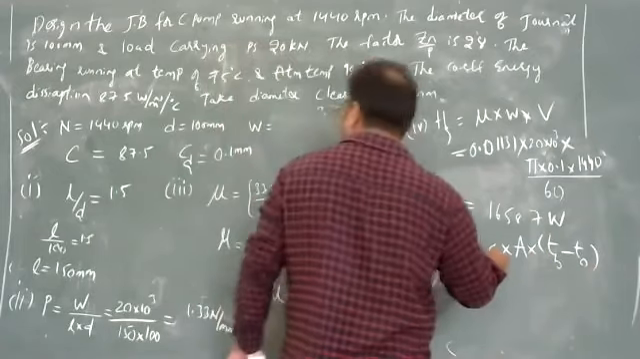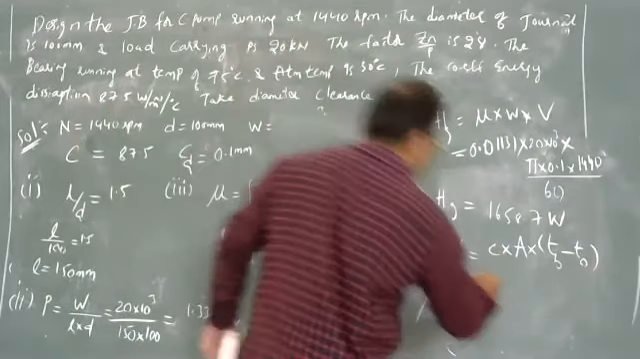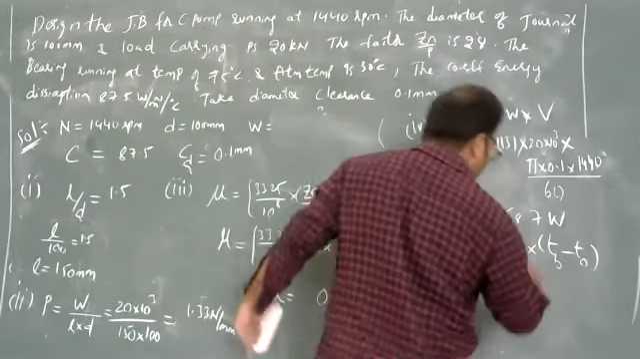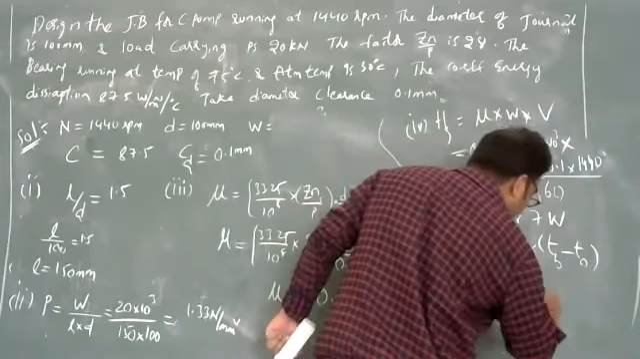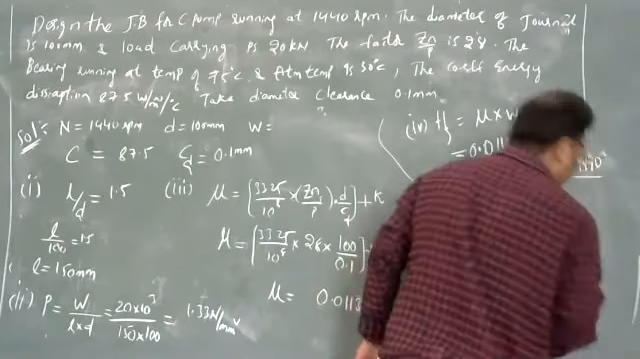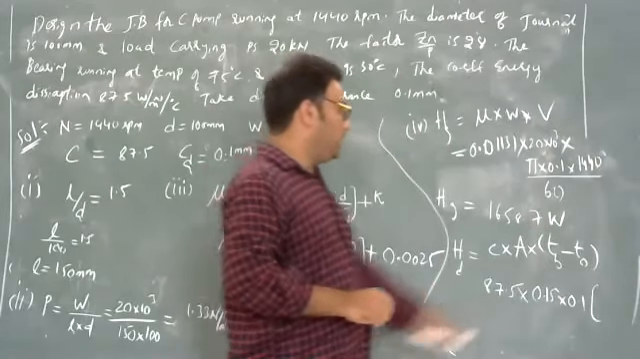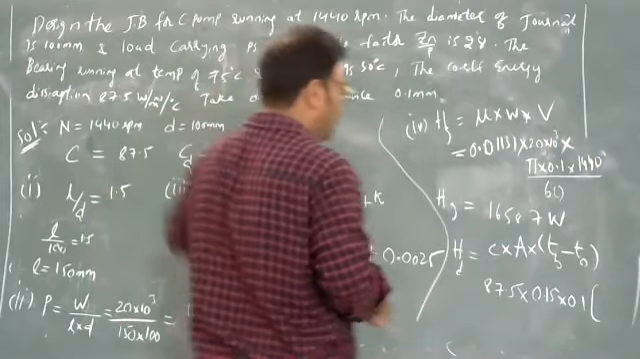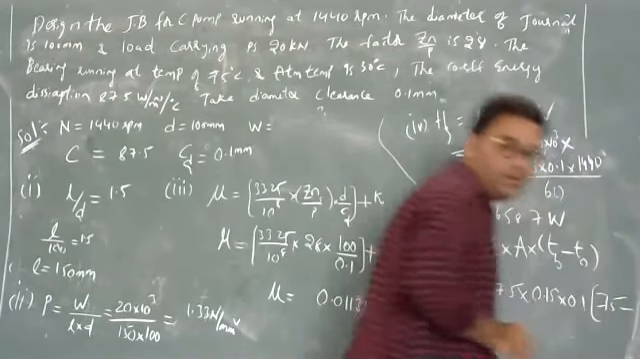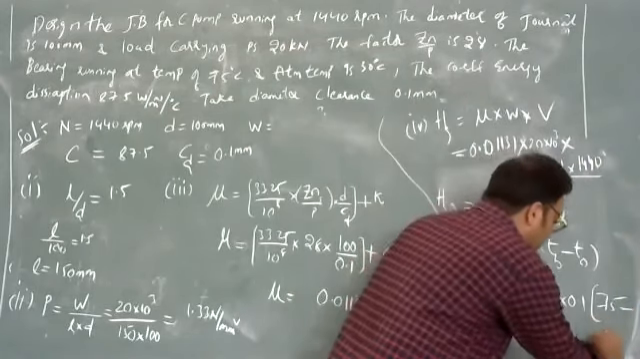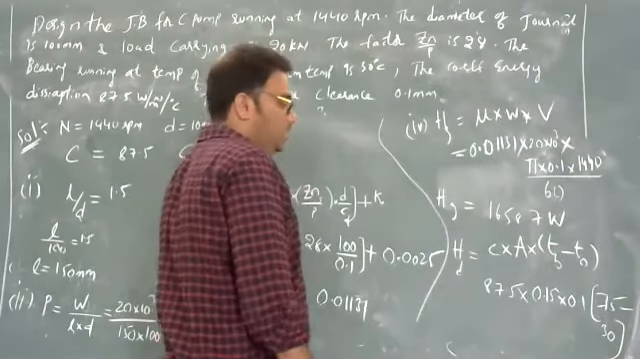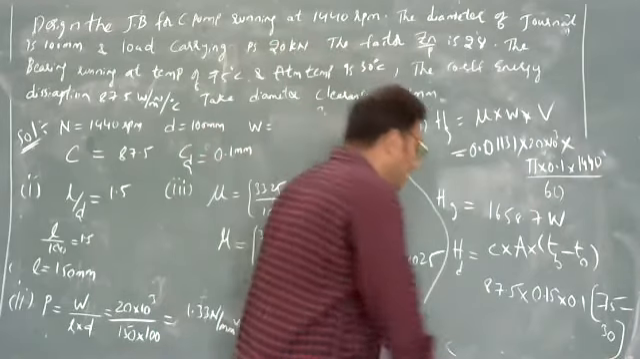The C value is given as 87.5, the coefficient of heat dissipation. And the area is nothing but L into D, so that is 0.15 into 0.1, into the temperature difference. The bearing temperature is given as 75 degrees, minus the ambient temperature, 30 degrees, is given. So by this you are going to calculate the HD value.